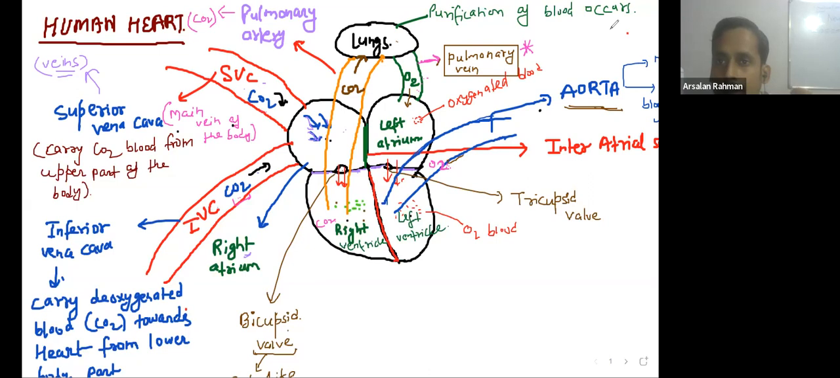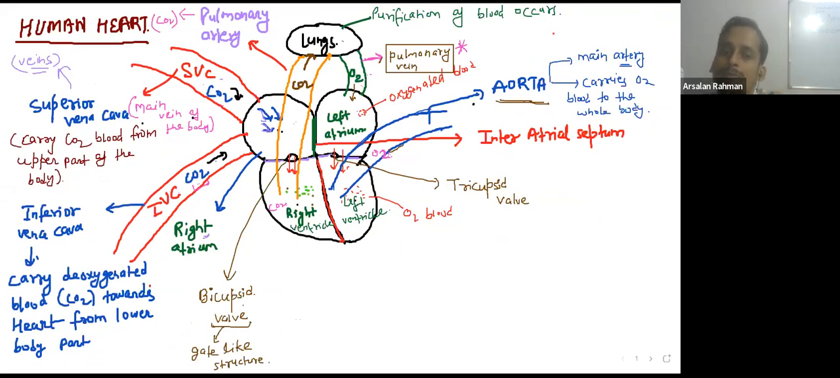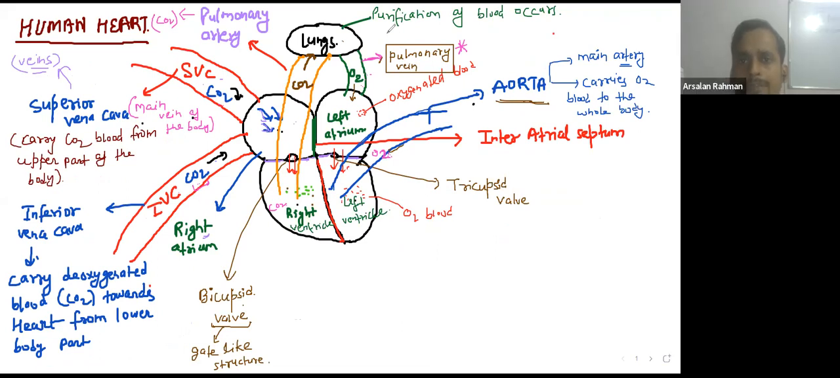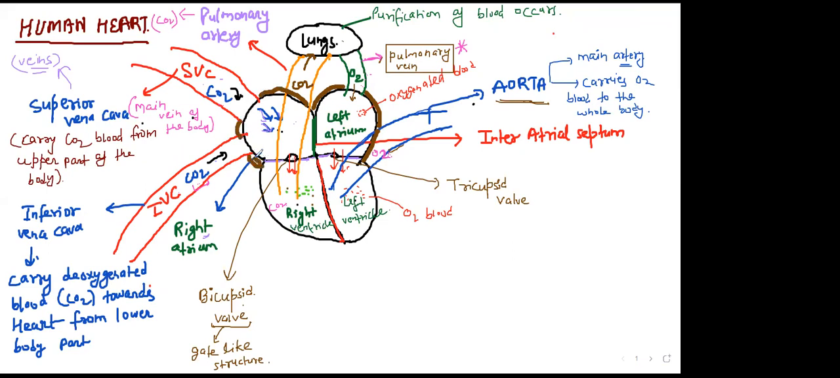Okay, here you can see that. Heart is an organ made up of muscle. Can any one of you tell me the name of the muscle which the heart is made up of? Heart is made up of which type of muscle? Involuntary. I can't hear you, but I hope you have said the right answer. Heart is made up of cardiac muscle. So let me draw the muscle around the heart. Can you see the brown color structure? This is showing the heart muscle.